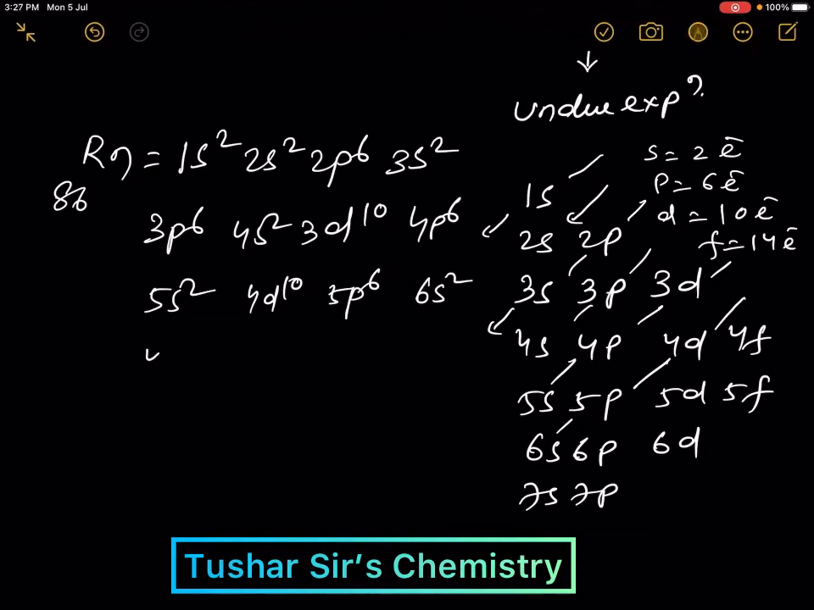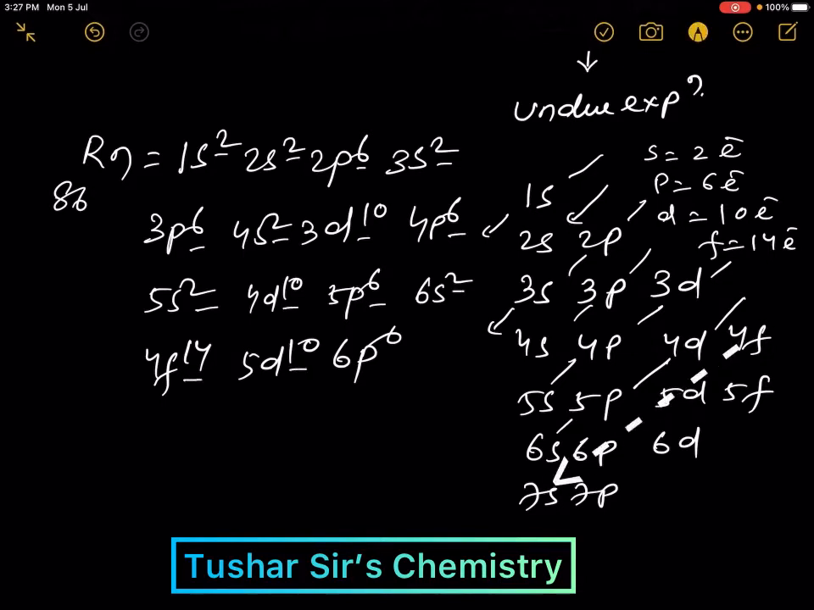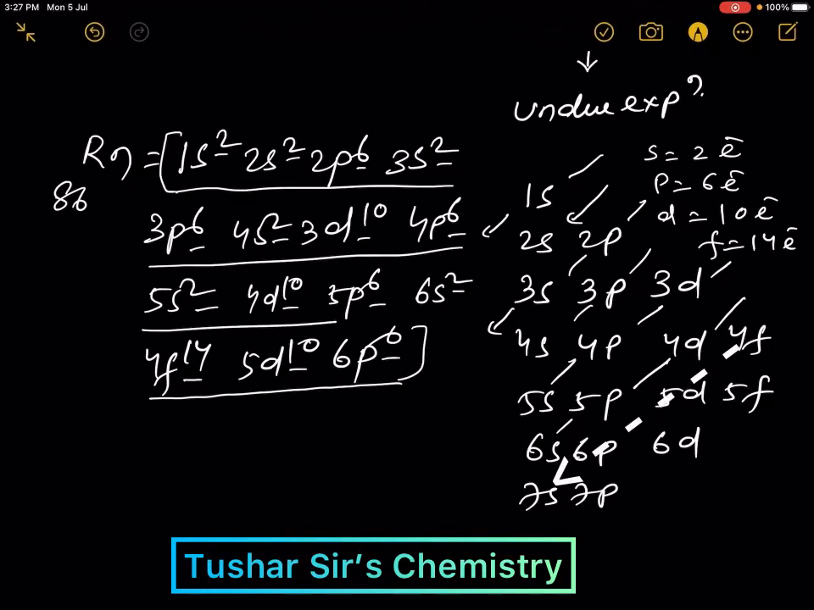Then 4f14, 5d10, 6p6. You see 2, 4, 6, 10, 12, 18, 20, 30, 36, 38, 48, 54, 56, 70, 80, 86. So this is the electron configuration of radon.